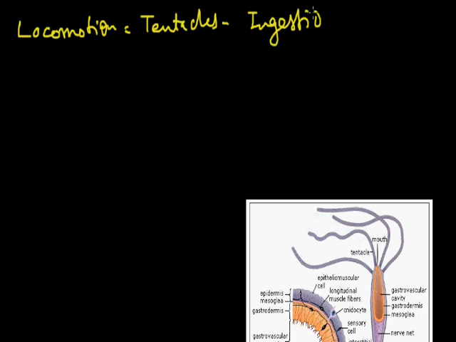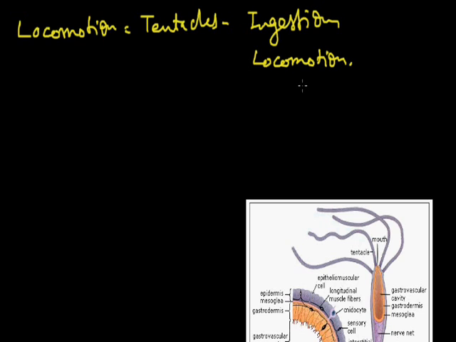In these animals, the locomotory organs are the tentacles. The locomotion occurs through tentacles. Tentacles are structures which are helpful in the ingestion process as well as in the locomotion of animals. Locomotion is the movement of an animal from one place to another.